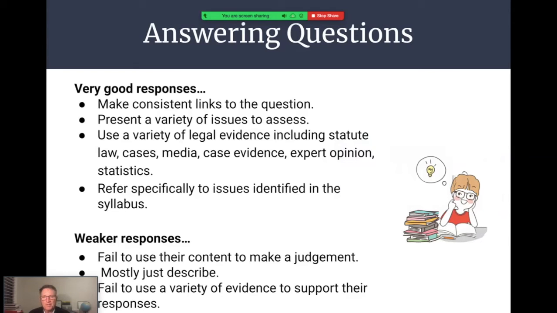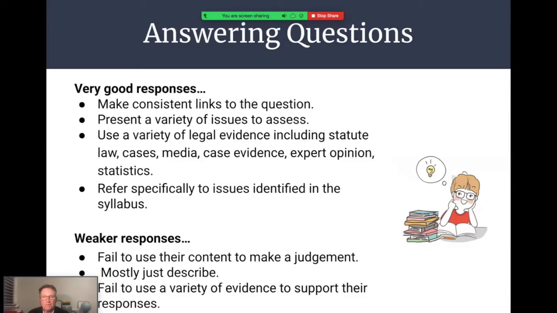Second point, present a variety of issues to assess. Please don't confine yourself to just one idea, one case, one issue. In order to get an A grade mark, we need to have a broad understanding, and a broad understanding requires you to be able to talk about more than one issue, and quite often more than one criteria.